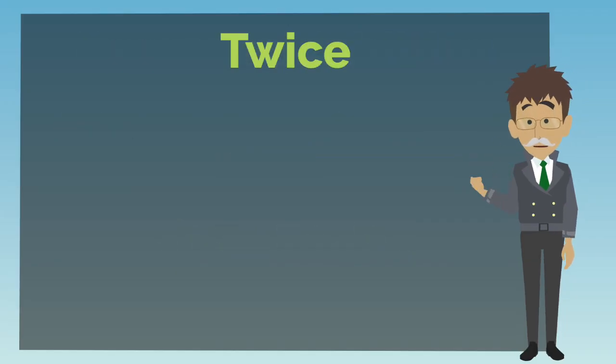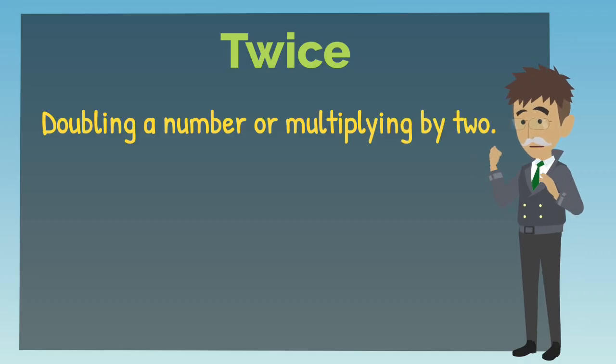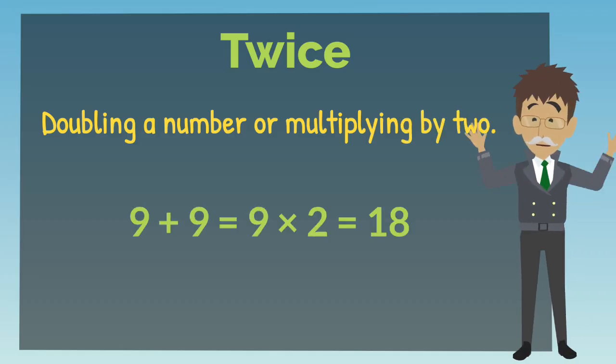Twice. Doubling a number or multiplying by 2. Twice 9 is 18.